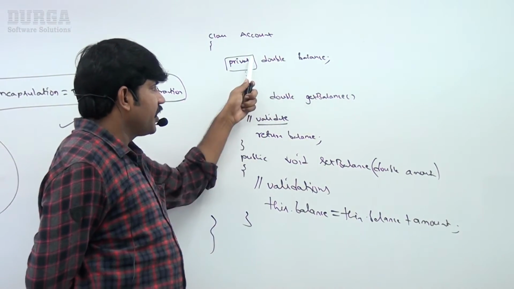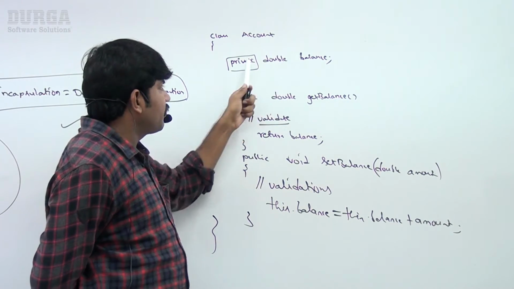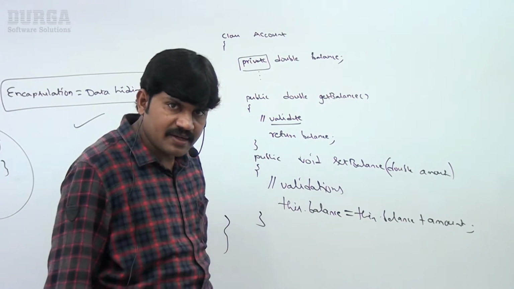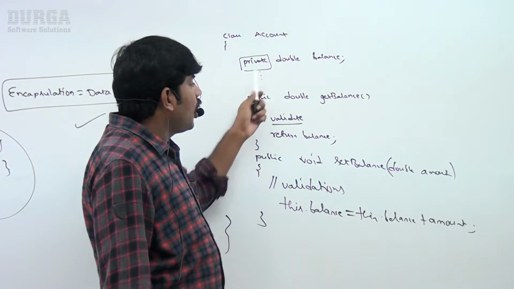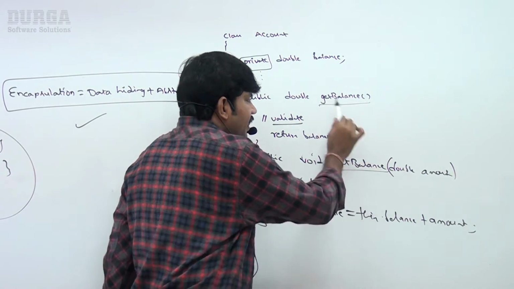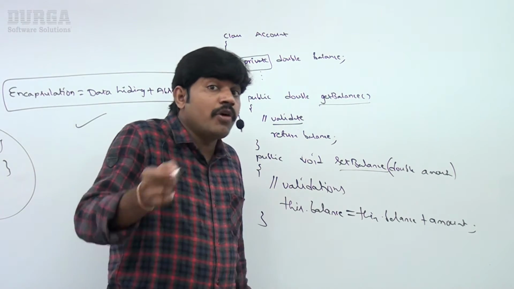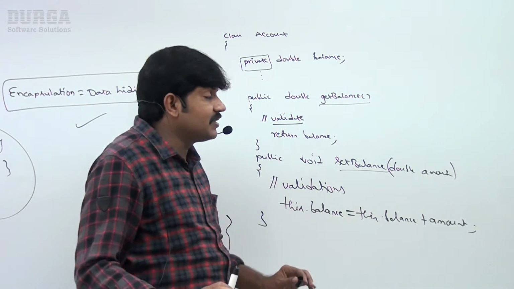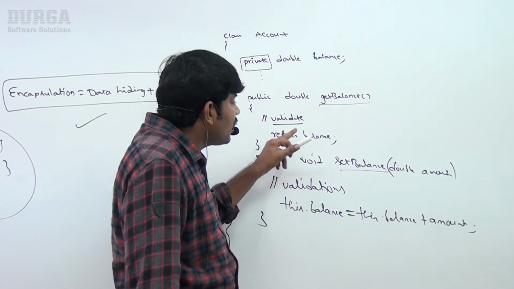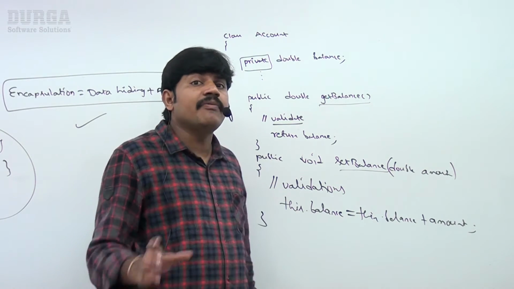I have a balance variable. This balance variable is declared private. Outside person should not access our data directly. Next, how can the outside person access? Sir, by using getter method and setter method. The advantage of providing access through getter and setter methods is, sir, we can perform the required validations.